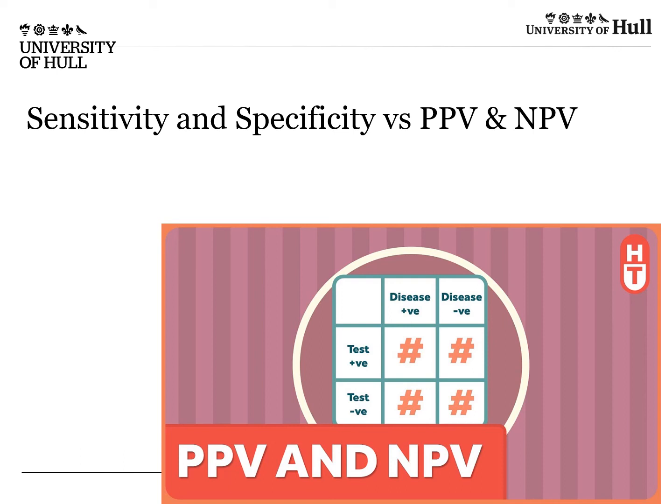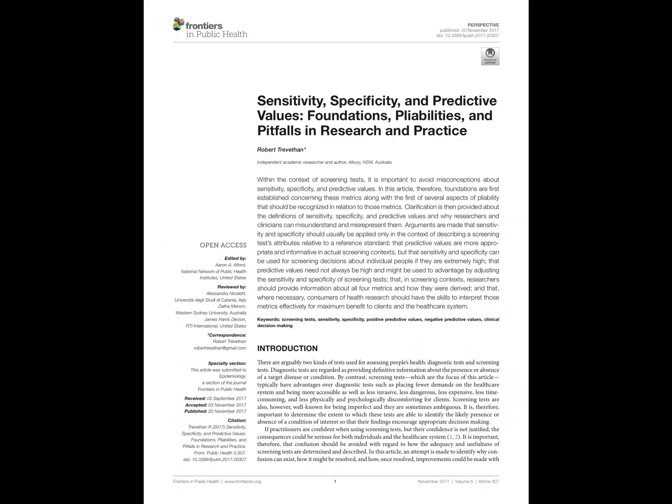So, having mentioned positive predictive and negative predictive values, let's have a look at those relative to sensitivity and specificity. How are they useful? Well, I don't want to go into this in a huge amount of detail. It's something that you are welcome to read up on. But this excellent paper in Perspectives by Robert Trevethan, Sensitivity, Specificity and Predictive Values: Foundations, Pliabilities and Pitfalls in Research and Practice, is an absolutely excellent paper which takes you through everything more or less that I've talked about, and also takes you on to the predictive values.